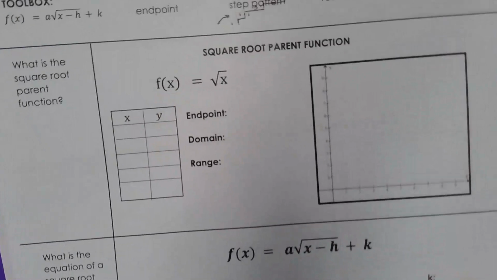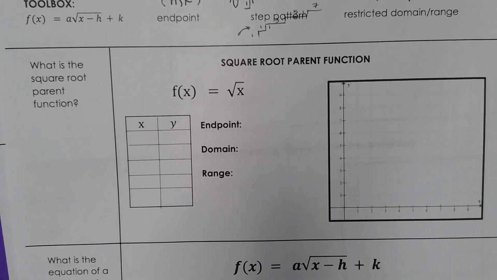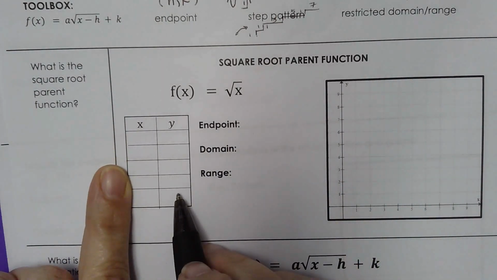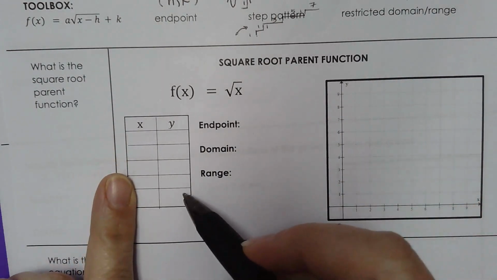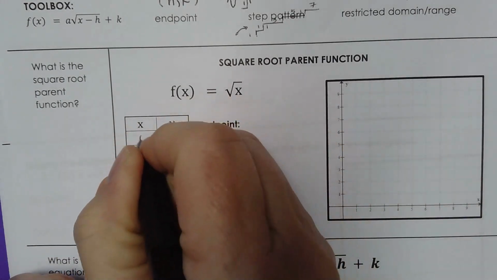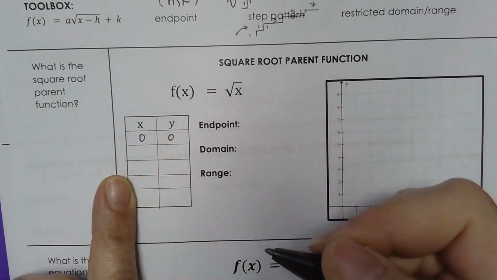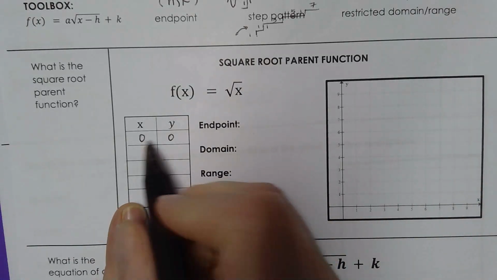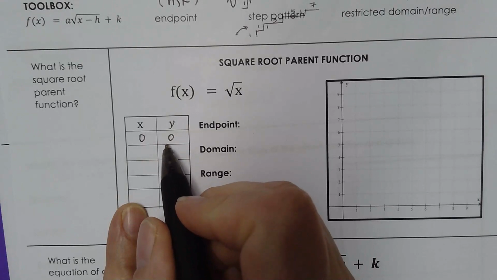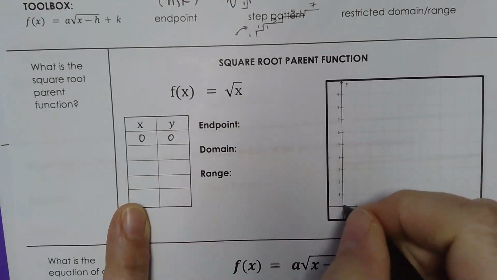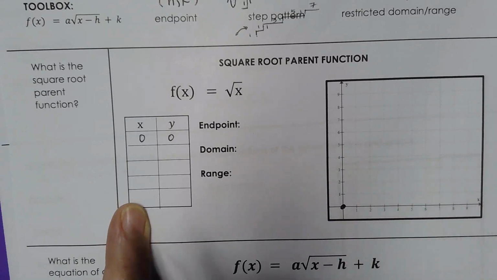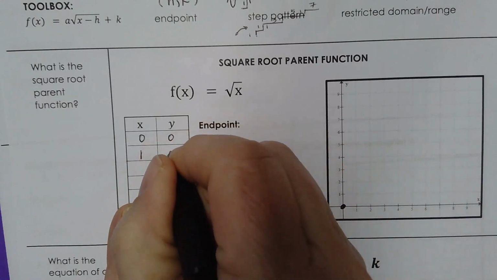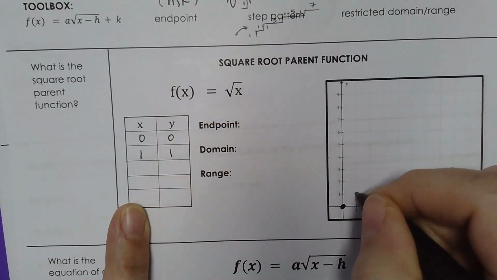Let's look at the parent function for square root. I can choose x's and calculate y's, just like regular. I'm going to start at 0, 0, and here, if I choose x is 0, y would be square root of 0, which is 0. So 0, 0 is on my graph. And x is 1, y would be square root of 1. That's 1. So 1, 1 is on my graph.